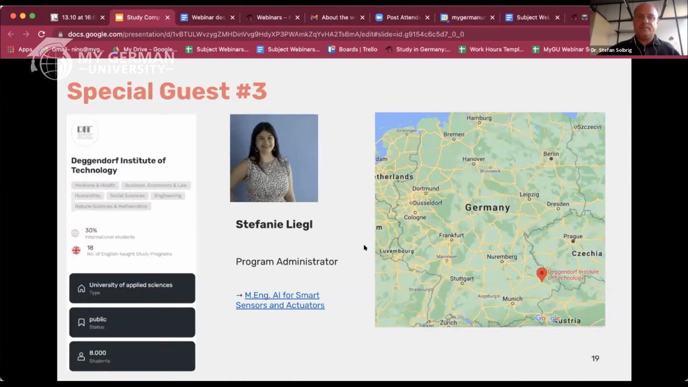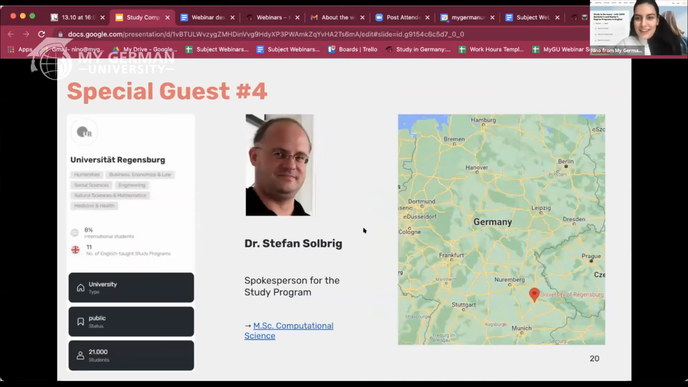I also have a slide for you. Here we can see Dr. Stefan Solbrig, who is spokesperson for the study program, and the study program is computational science. We had lots of questions. What's the difference between computational science and computer science? It was partially answered already, but maybe it's already a part of your presentation, and you could also elaborate a bit on that.